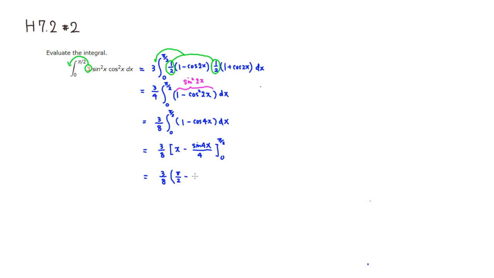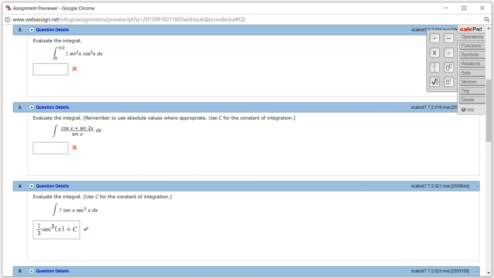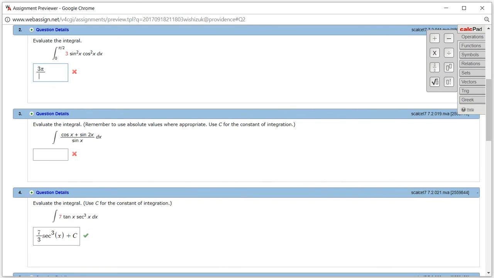Sine of 2 pi is actually 0. Minus, if you plug in 0, sine of 0 is 0, so it's all that. So can I just erase this? I'm going to erase this, and you actually end up getting just pi over 2. If you multiply this out, you're going to get 3 pi over 16. So let's type it in. We got 3 pi over 16 as the answer.